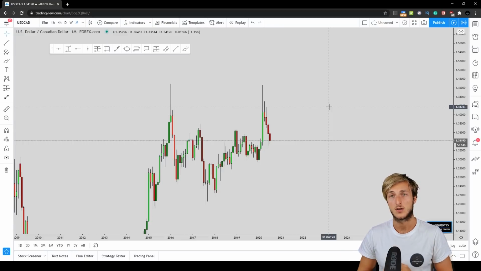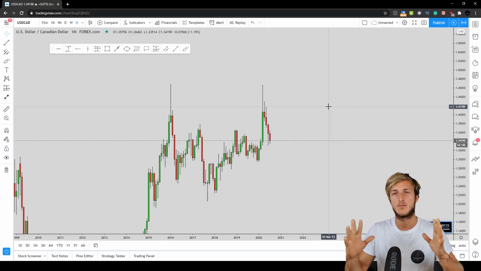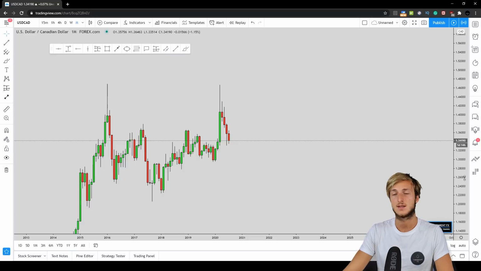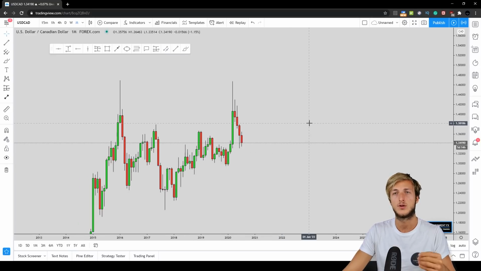Okay, so let's start our analysis from the monthly time frame of USD CAD. Now, why do you check the monthly time frame in the first place? To get a broader view of what you actually have on higher time frames. So you want to understand what the bigger picture on the pair is. Keep in mind that the best time frames for determining the direction of the market are the monthly, weekly, and daily time frames.